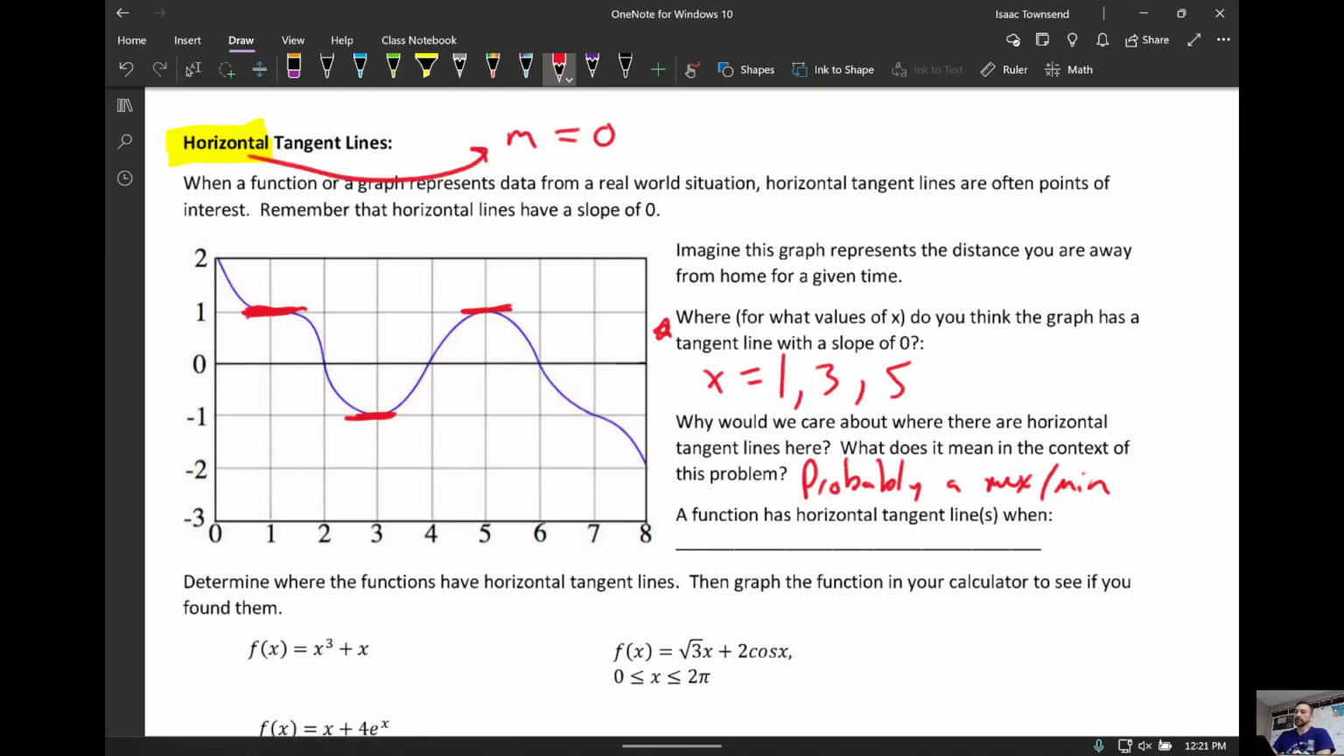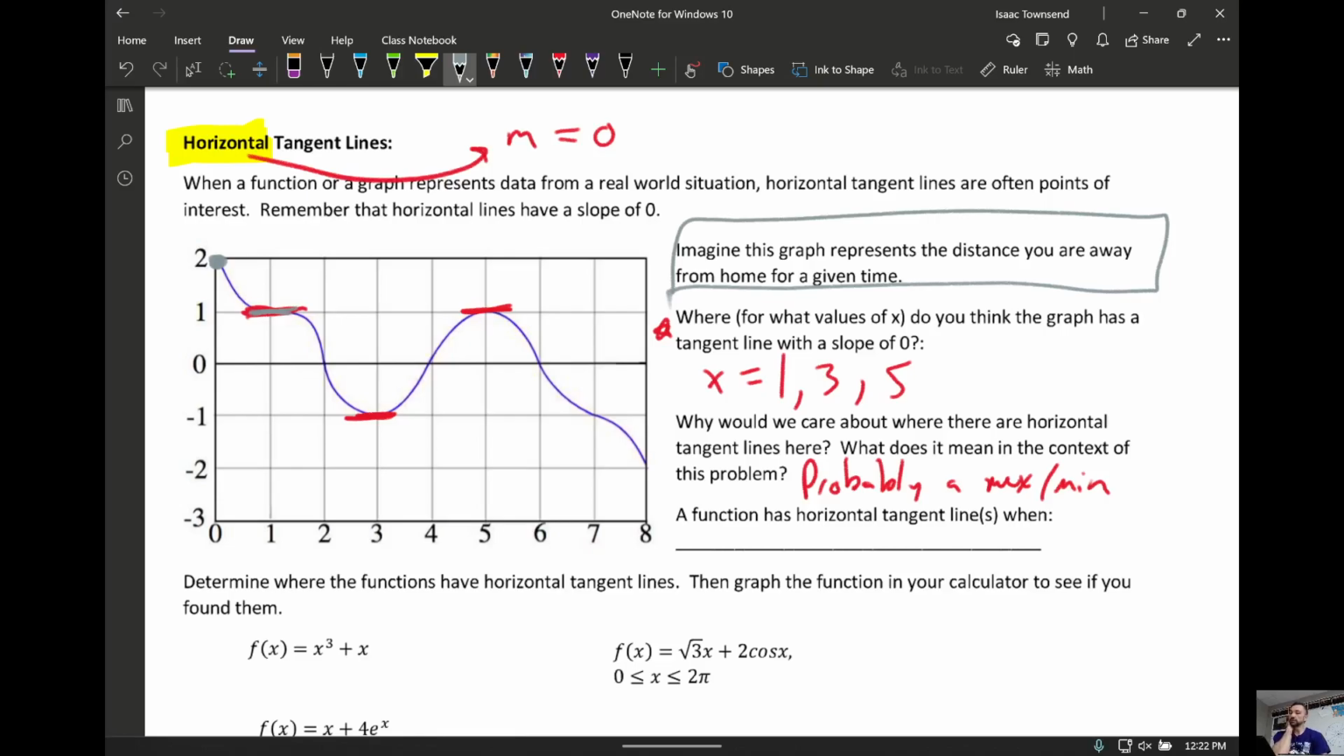Okay, and in context of this question, imagine this graph represents the distance you are walking away from home at any given time. So at the start of measuring this, you're like 2 miles away from home. So what are you doing during this time x equals 1? Yeah, you're at rest. You're not moving. At that instant, you're not moving closer to home or away from home. So the context of the question can tell us a lot about what's going on there.